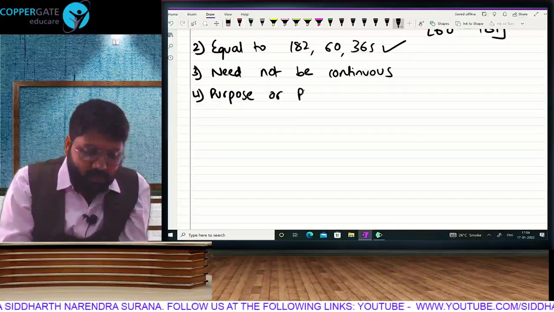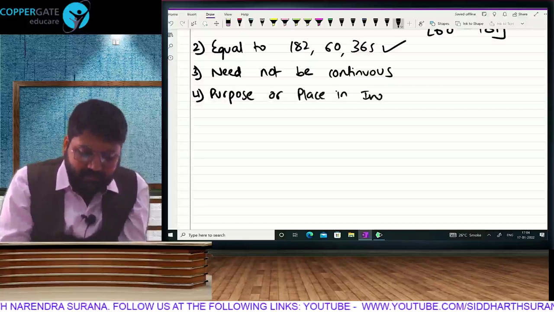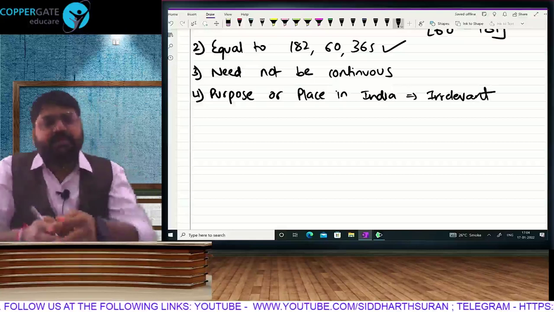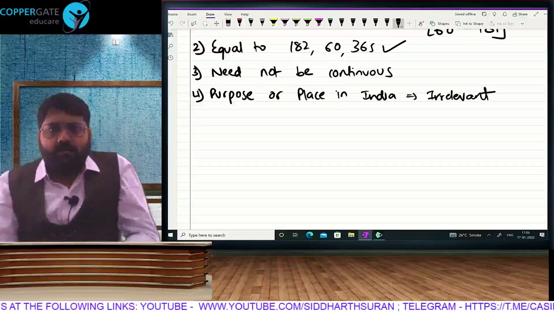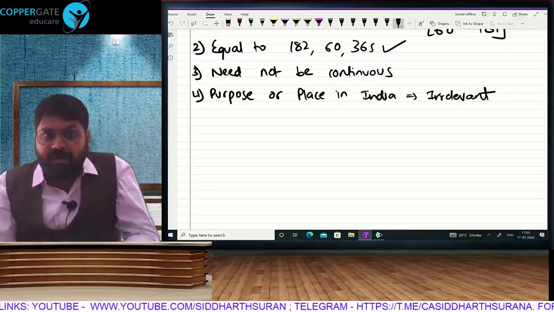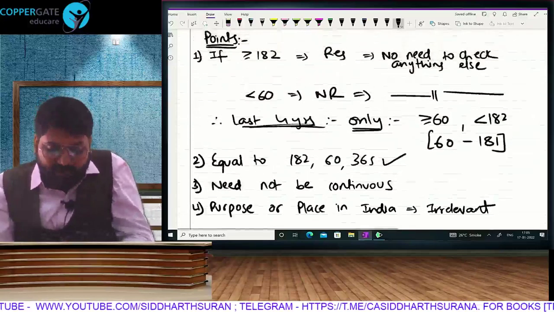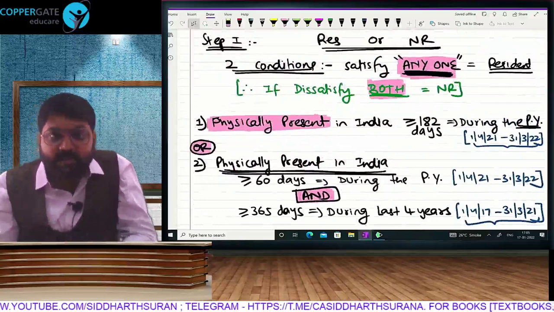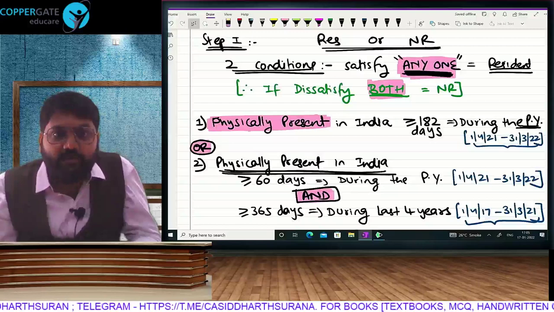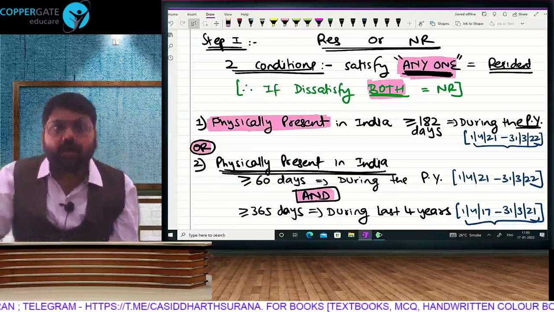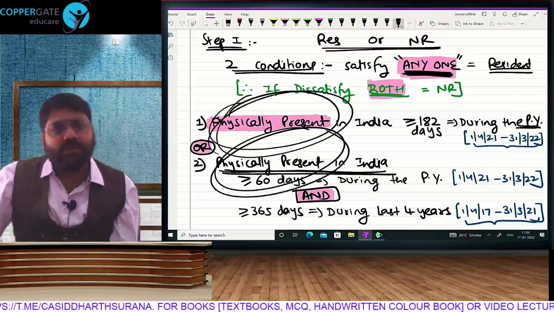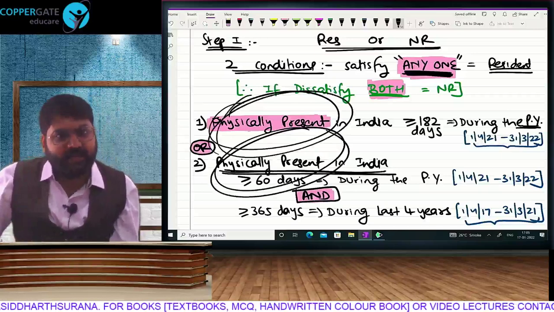Purpose or place in India is irrelevant. When we are determining residential status of any individual assessee, focus on what I have written. Conditions are over here, ladies and gentlemen. I am just doing general discussion about the conditions with you. This is my explanation about the condition. Focus. What did I tell you? How does one become resident? Physical presence, physical presence. Whether 182 or 60, 365. Physical presence in India is what I have told you.